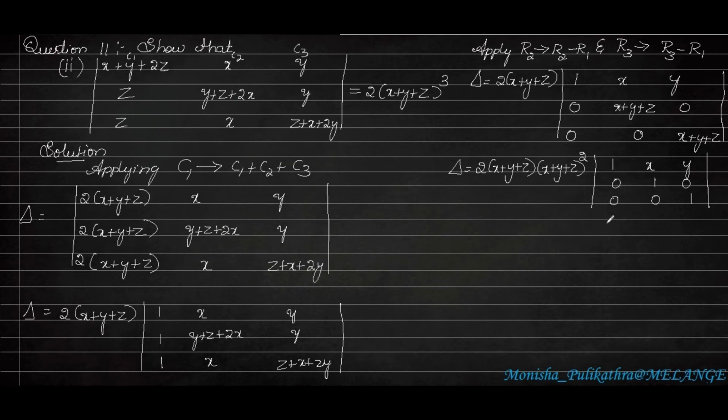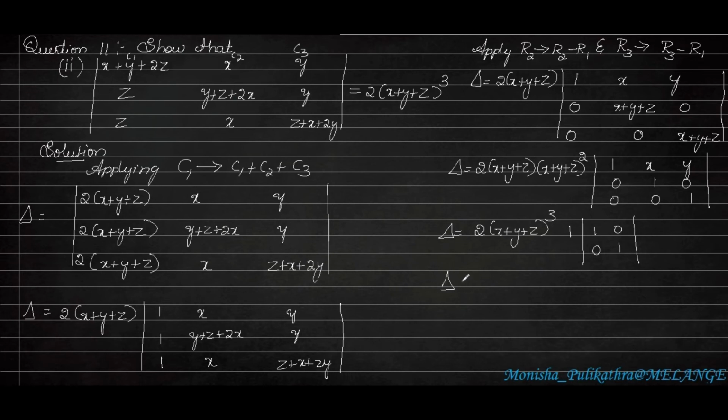Because the maximum number of zeros is in the first column or the last row, either we can take this or this for finding the determinant. So here x plus y plus z into x plus y plus z whole square will become x plus y plus z whole cube. Here the determinant part I will be taking this one, 1, since both others are zeros. So this row and this column get cancelled, and the remaining will be 1, 0, 0, 1.